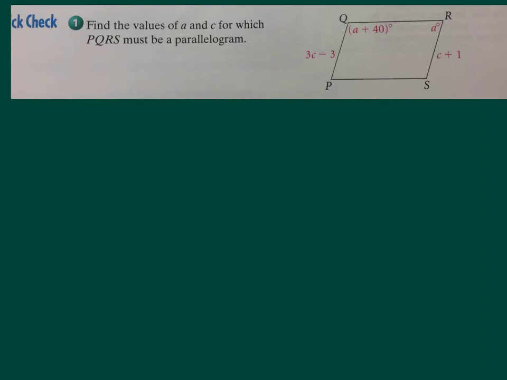In quick check number 1, they're asking you to figure out the values of a and c. Well, for a, you know that consecutive angles of a parallelogram are supplementary. So we are going to have to set a plus 40 plus a equal to 180. Again, consecutive angles of a parallelogram are supplementary, which is the same as saying if the lines are parallel, then your same side interior angles are supplementary.